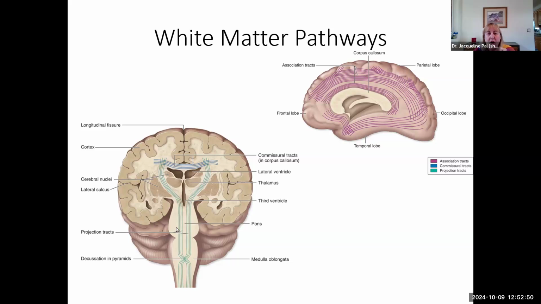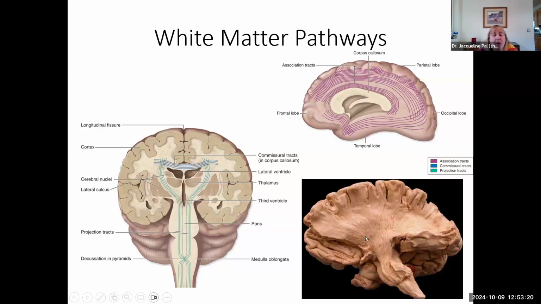And the third part are these projection tracts here in green, which are the ones that are going up and down from your brain, down your spinal cord to send messages out to the rest of your body, or up from your body, going up your spinal cord to go up to your brain to bring sensory messages in.